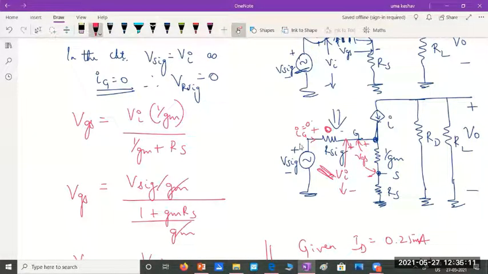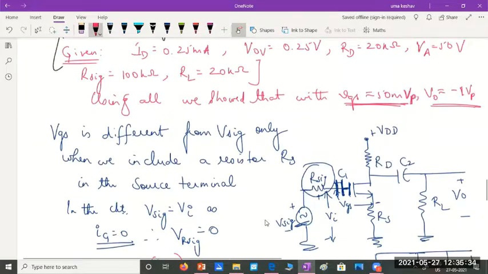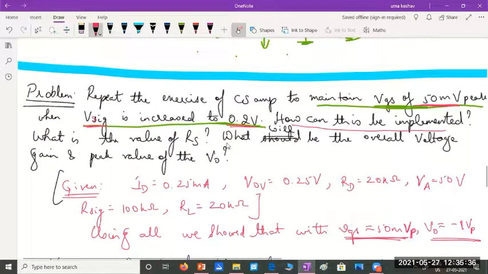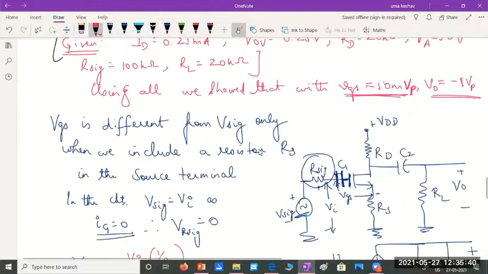He says, we know that if I include a source resistance, the voltage which is coming between the gate and source will be less than the signal generator actual input voltage. And if I want to maintain 50 millivolts given 0.2 volts input, then I'll have to include an RS of 1.5K. That's what we have proved. And what's the next part of the question? What will be the overall voltage gain and peak output voltage?